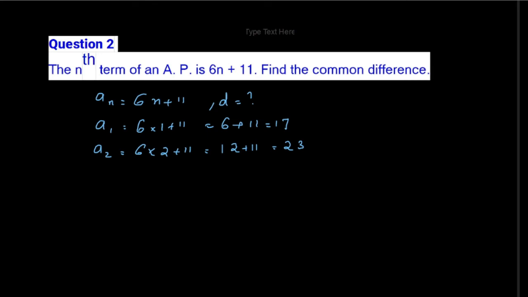It is an AP. No need to prove it, it is given in the question. So what is D? D is equal to A2 minus A1. That is equal to 23 minus 17, which is 6. So the common difference is 6.